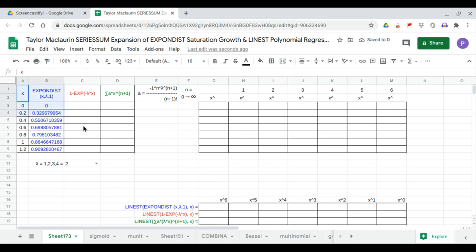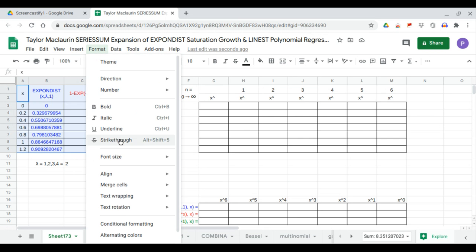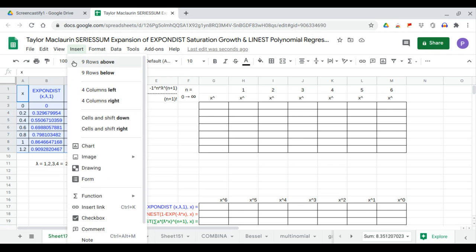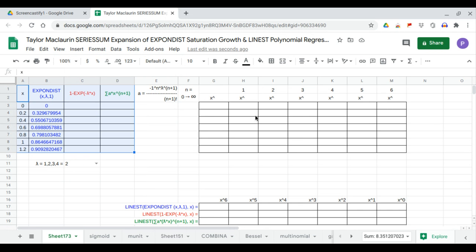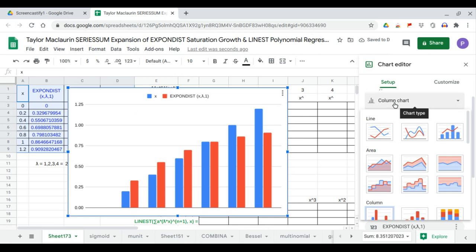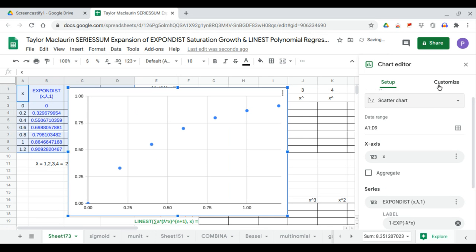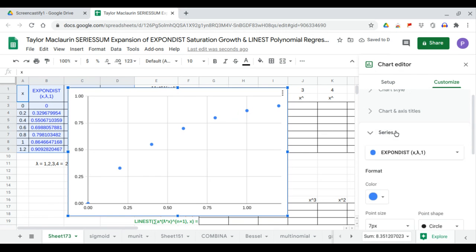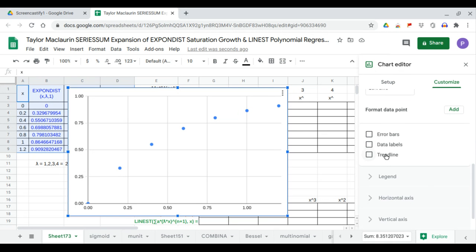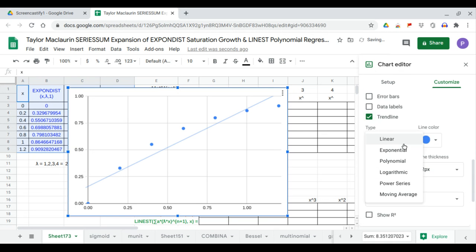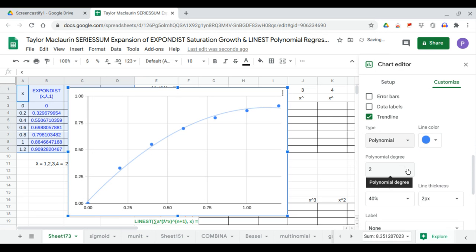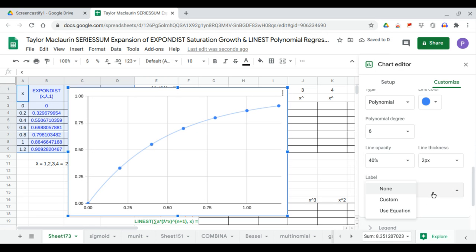So, and we'll chart this using trend line, using scatter chart. Let's chart, we'll use the scatter chart. And we generate the trend line series, and the trend line will be polynomial to the 6th degree because we have 6 data sets. And we show the equation as label.